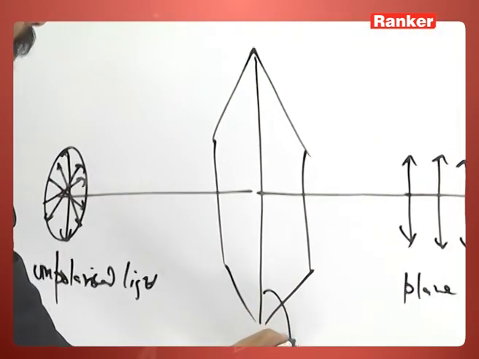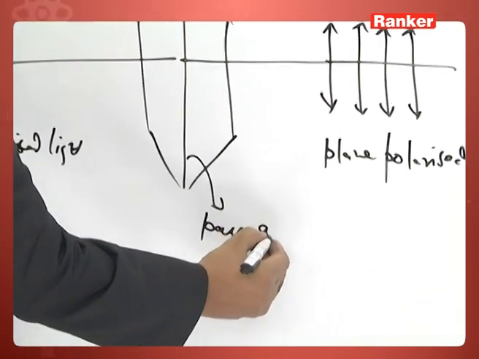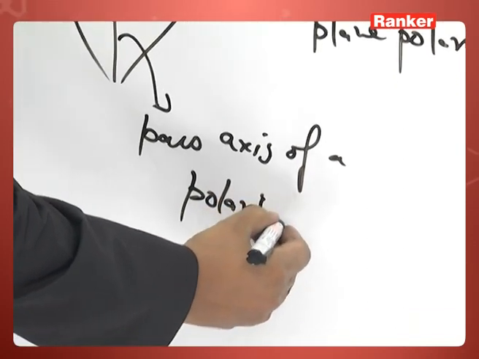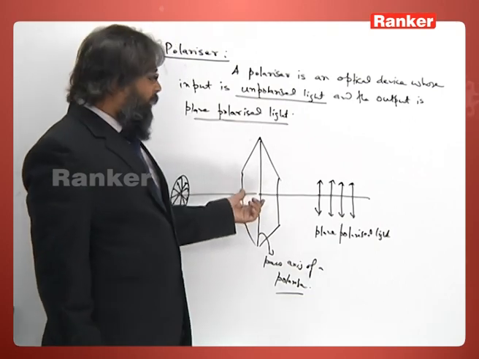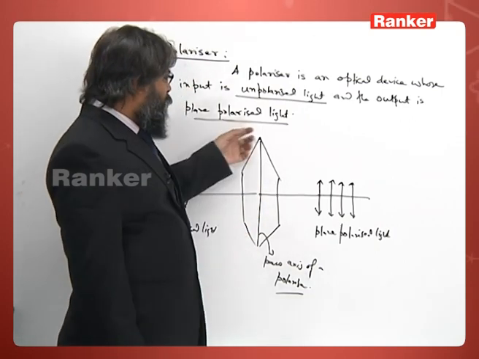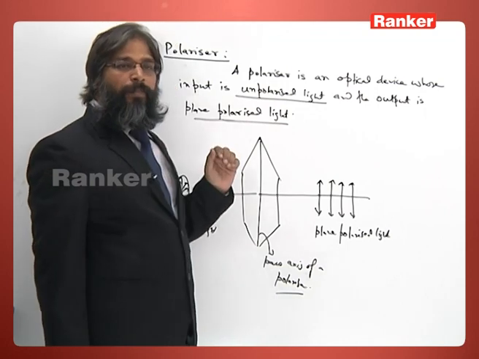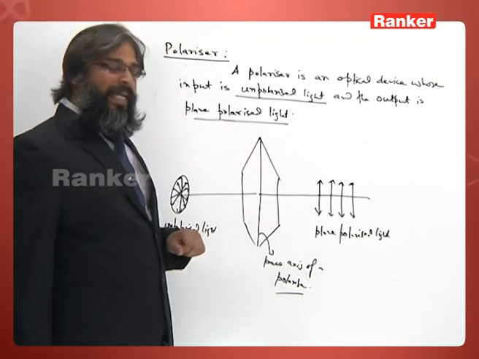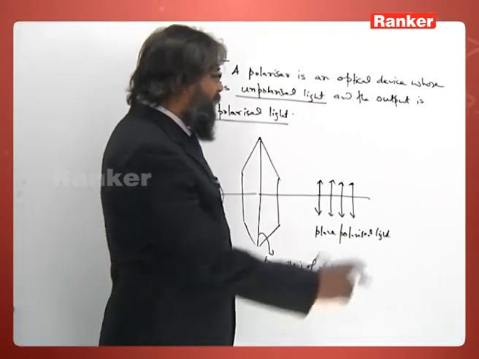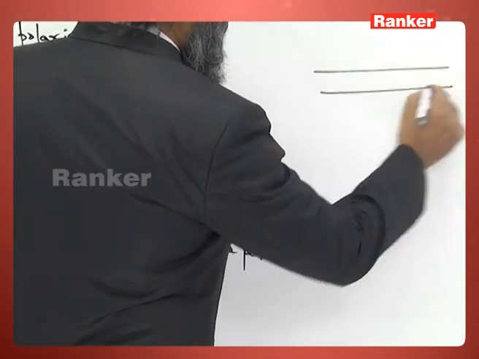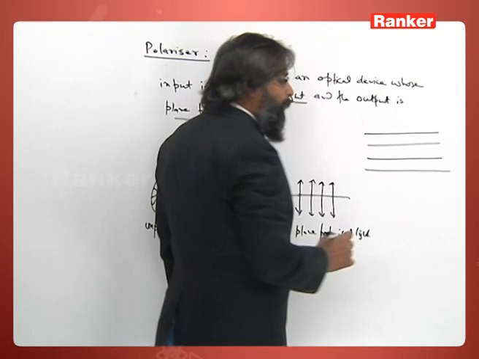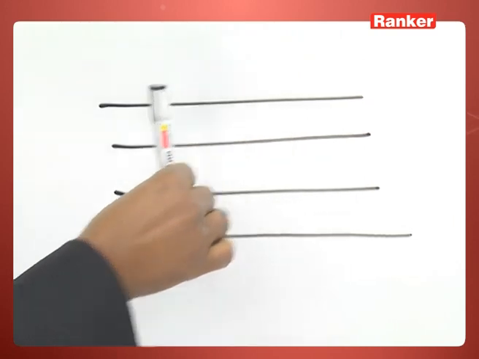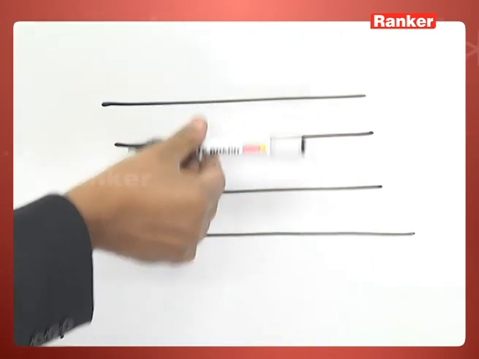This is called the pass axis of a polarizer. Now, this is a calcite or tourmaline crystal. Nowadays, we have synthetic polarizers made up of some plastic substances. The working of this polarizer is similar to our wire grid. Suppose this is a barbed wire grid. If we are going this way, the wires will stop us. But if we are going this way, we can pass through it.